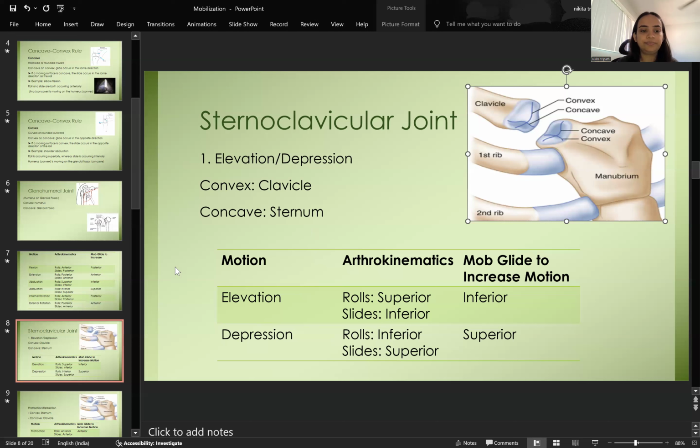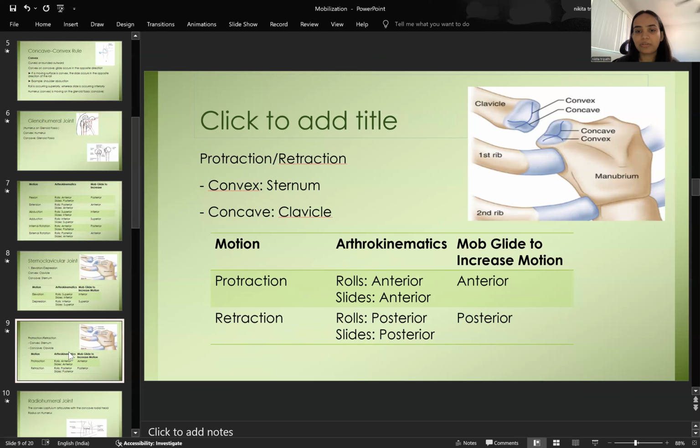Now the second is protraction and retraction. With protraction and retraction, the clavicle flips. Means now the concave clavicle comes in contact with the convex sternum. For protraction and retraction, always remember, in whichever direction our bone is moving, we give the glide in the same direction.